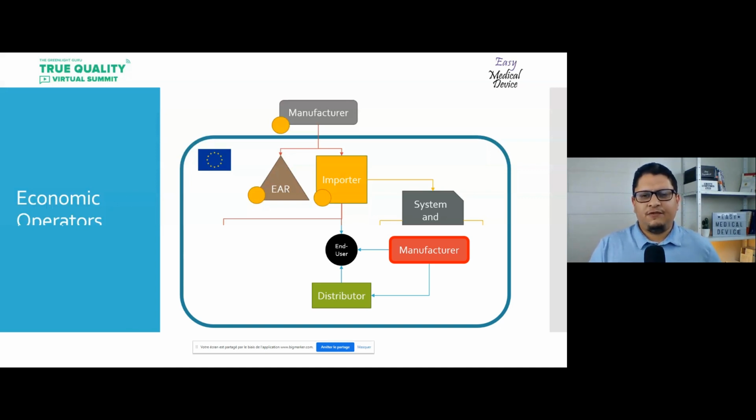So if you don't have a PRRC, then you are not following the EU regulation. And you should have a PRRC even if you are outside of Europe; you have to have one within your organization. So I think the auditors will really look at that.